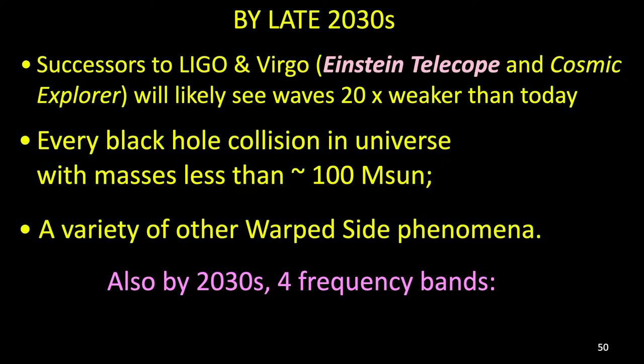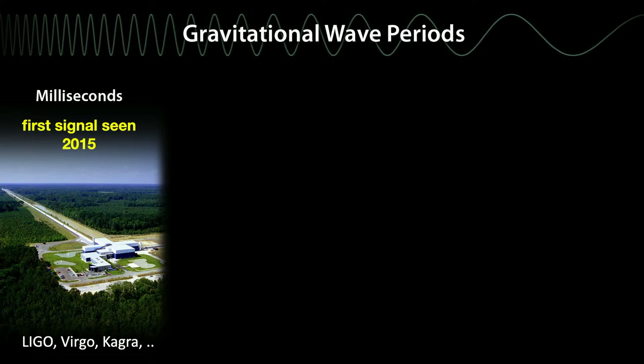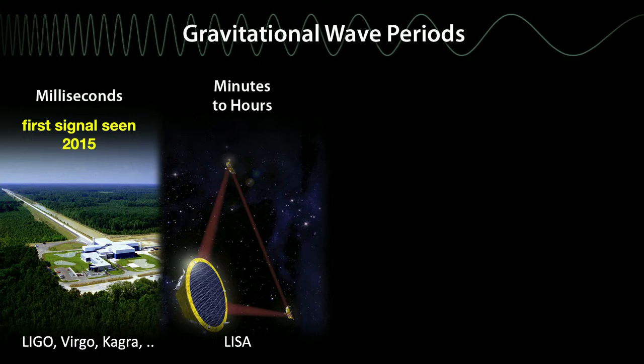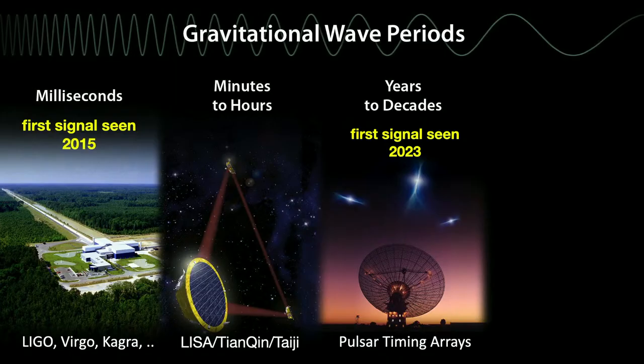And also by the 2030s, we will be seeing gravitational waves coming in from four frequency bands. On the millisecond period of oscillations, LIGO, Virgo, and now KAGRA, a third gravitational wave detection team, this one in Japan, are now operating. The first signal was seen in this band in 2015. LISA, the European Space Agency's space-based gravity wave detector, will be seeing gravitational waves with periods from minutes to hours, and also two Chinese detectors possibly will come online at roughly the same time.